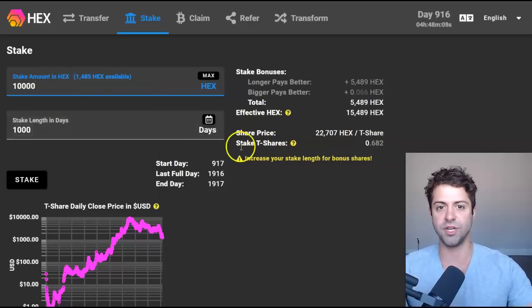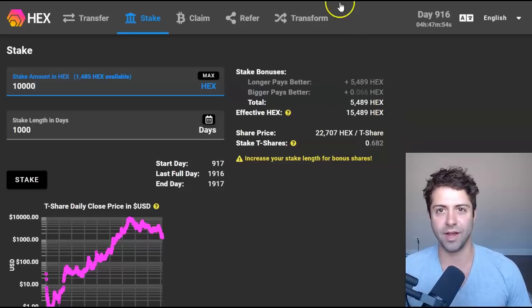You're exchanging your HEX for shares on the way in, and you're exchanging your shares back for HEX on the way out. So it's pretty cool, and this actually simulates compounding interest in a way that EVM machines can actually compute, which I'm not going to get into right now. We're just going to go do the math.